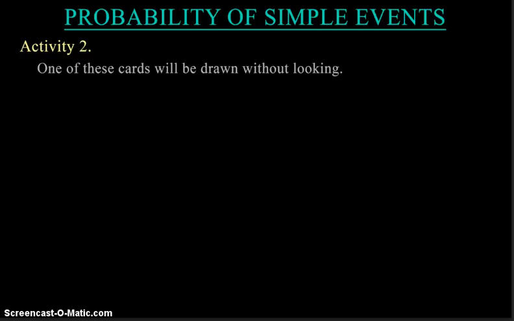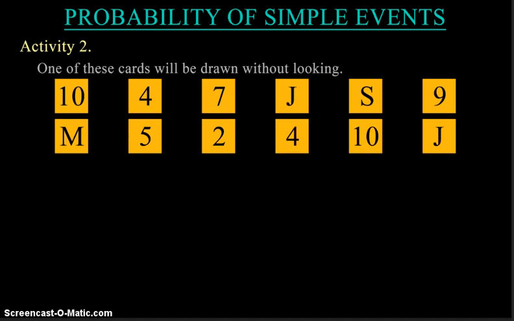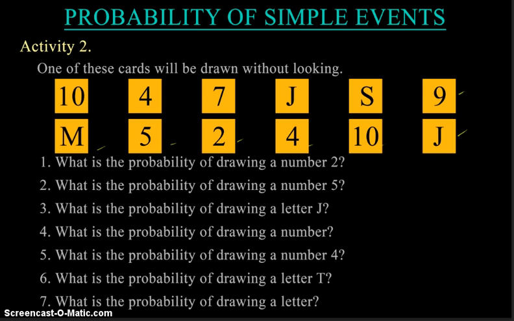Okay, so activity number 2, one of these cards will be drawn without looking. So kukuha daw tayo ng or bubunot tayo ng cards na hindi natin tinitingnan. Okay, so we have 10, 4, 7, J, S, 9, M, 5, 2, 4, 10, and J again. Okay, so we have here 1 to 7.